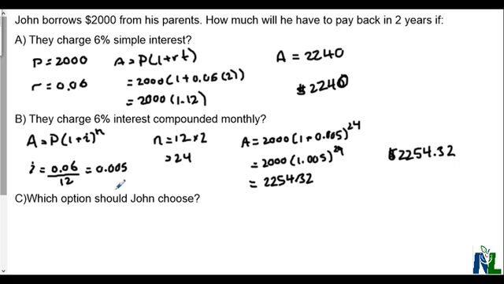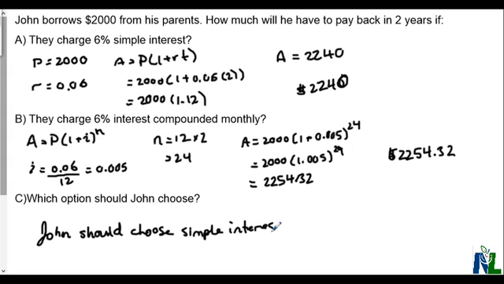So which option should John choose? If we look at the two options, John should choose simple interest, because it's going to cost him less money.